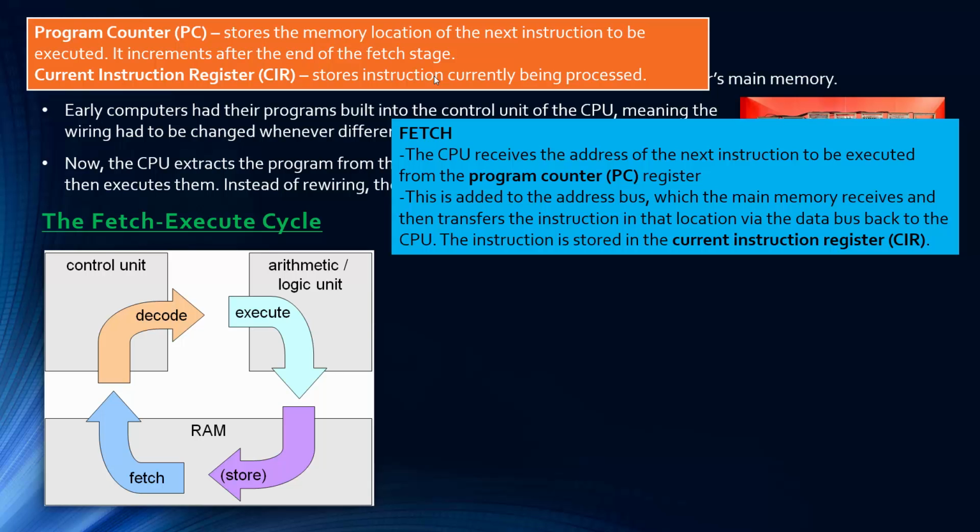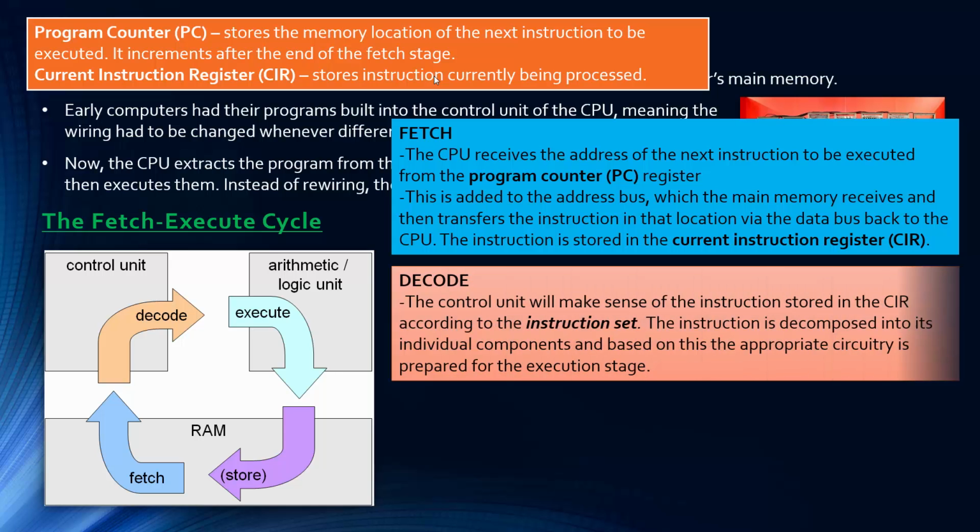So the program counter register stores the memory location of the next instruction to be executed, and it increments, so updates with the next address after the end of the fetch stage. So it's constantly updating as the cycles are going through. And so the address from the program counter is sent along the address bus, and the main memory receives it and then transfers the instruction in that location via the data bus back to the CPU. And then this instruction is stored in the current instruction register. So that's the end of the fetch stage. This is actually the stage that's got the most information in. Like I say, I've missed bits of it out, but not crucial bits that will hinder you understanding it.